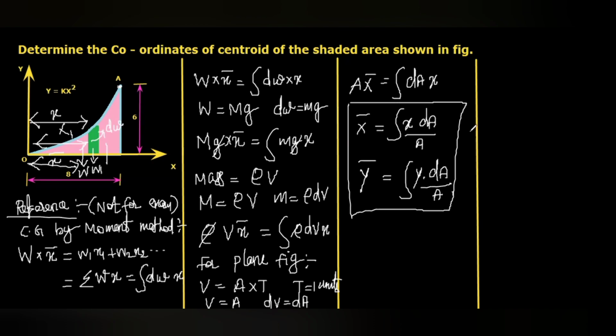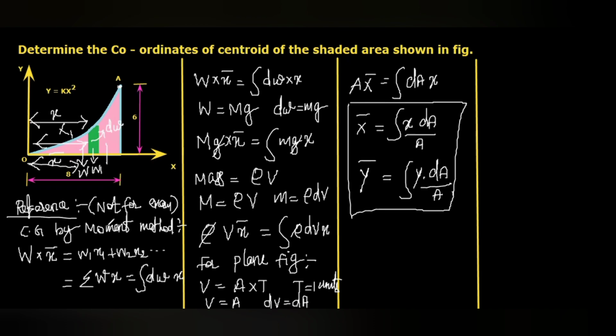So here you can see this x dA, this x and y, here we have the equation, that means y in terms of x. For that also the value of k is unknown, that we have to find. X also we can substitute here. So we have to find the value of area. First we have to find the unknown constant k, then we have to find the total area. Then by the integration, substituting the suitable limits, we can get the value of x bar and y bar, that is the coordinates of centroid. This is the reference.